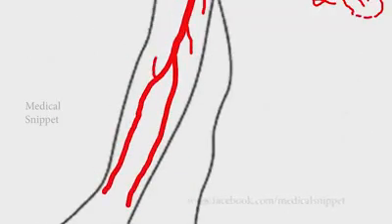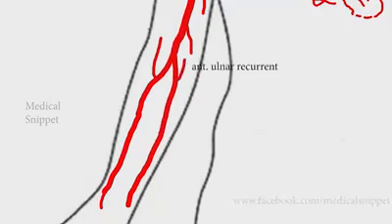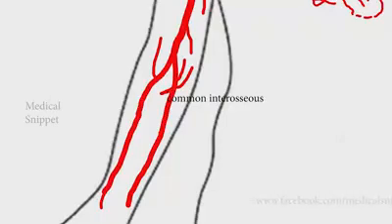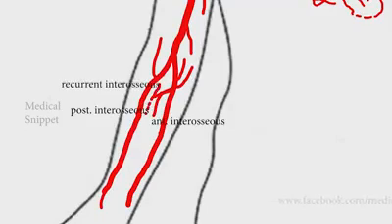The radial artery gives rise to the radial recurrent artery and superficial palmar branch. The ulnar artery gives rise to the anterior and posterior ulnar recurrent arteries, and the common interosseous artery, which gives rise to the anterior, posterior, and recurrent interosseous arteries.